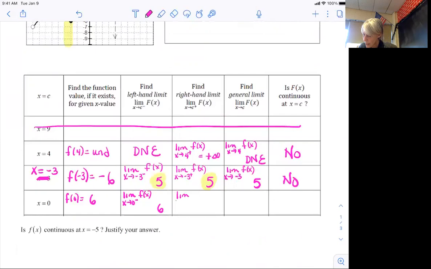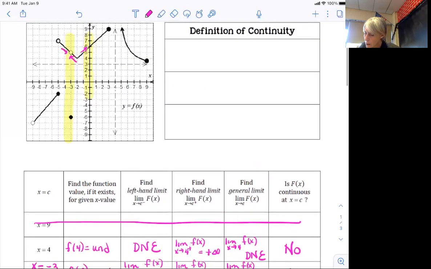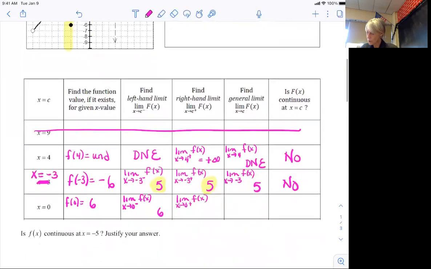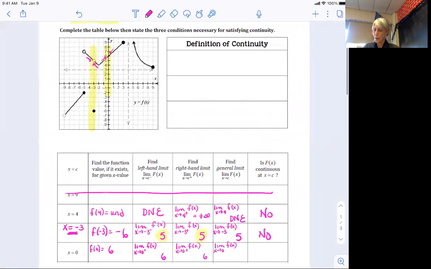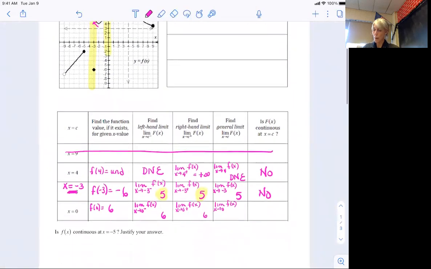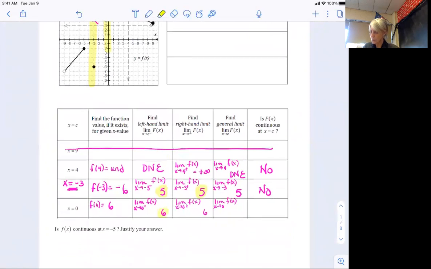The limit as x approaches 0 from the right of my function, my y values again are going to 6. What is the general limit? Now remember, we consider both directions. You could do it by looking at the graph. You could do it by looking at the numbers you got here. If they're the same, the answer is 6.